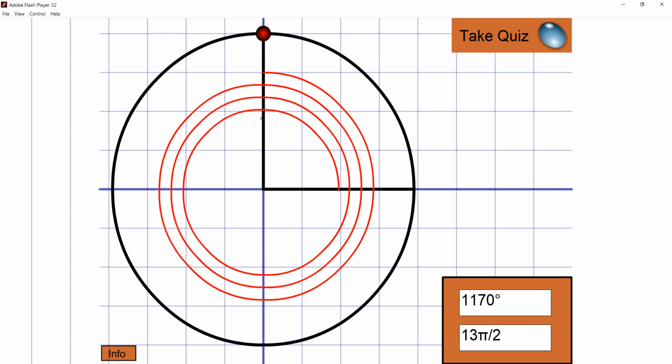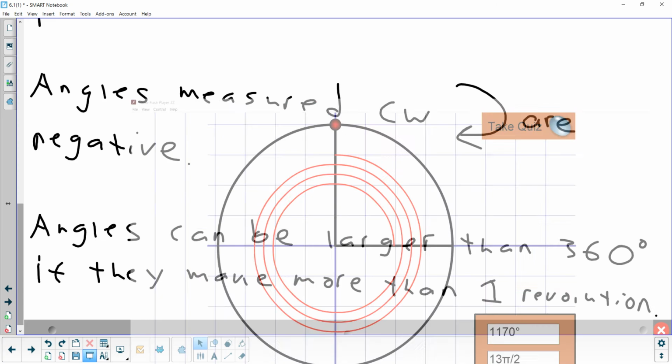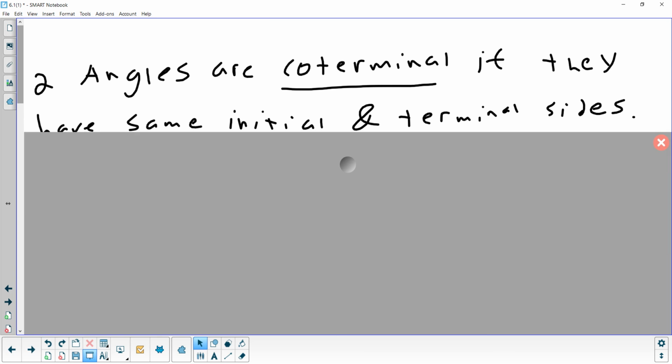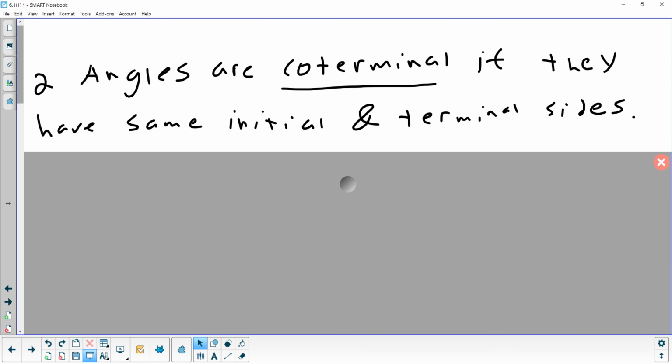But does anyone think they could tell me what would be the simplest angle that would have the same initial and terminal side as 1,170? Yeah? 90 degrees. It's exactly the same as a 90-degree angle if all you're considering is the initial and the terminal. And 90 is a lot easier to visualize than 1,170. So 1,170 and 90 degrees, those angles are what we call coterminal. Angles that are coterminal have the same initial and terminal sides.